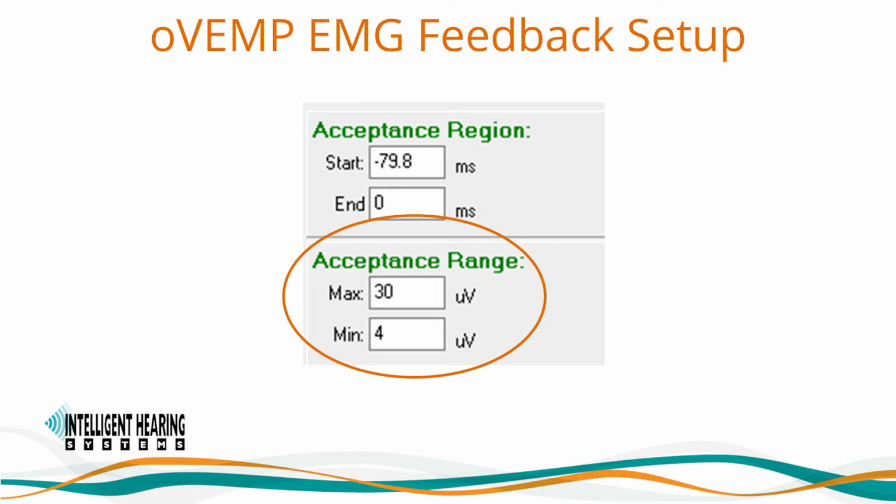oVEMP RMS ranges also vary by age of the patient, with minimums as low as 1.4 microvolts at times for very elderly patients. Verify the patient's range, especially their minimum microvolt, and set accordingly so as not to fatigue or reject the response.